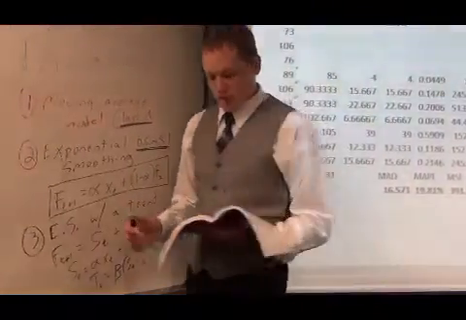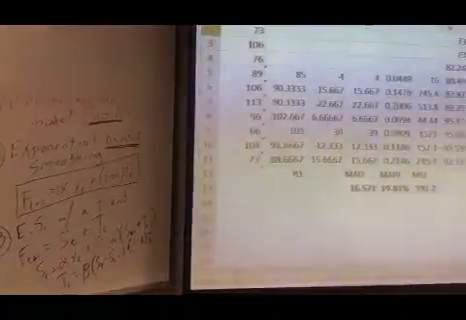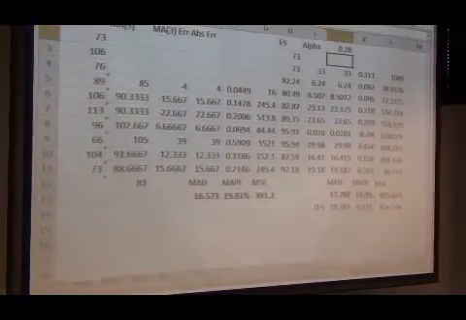Okay? So let's do an example of this. I'm actually going to go ahead and just use a new sheet. We'll use a new data set.